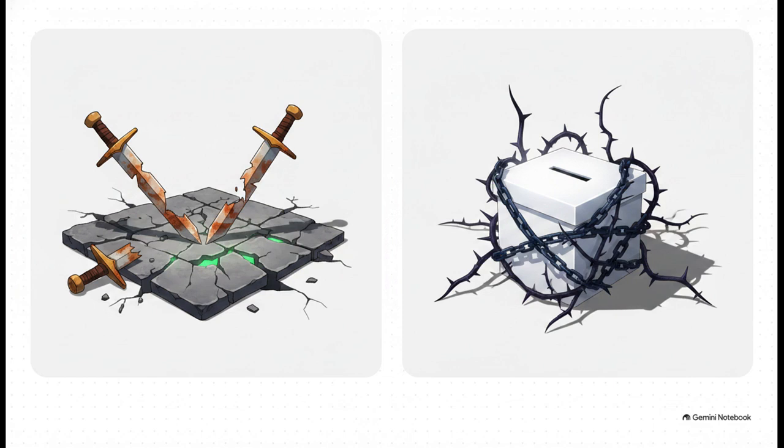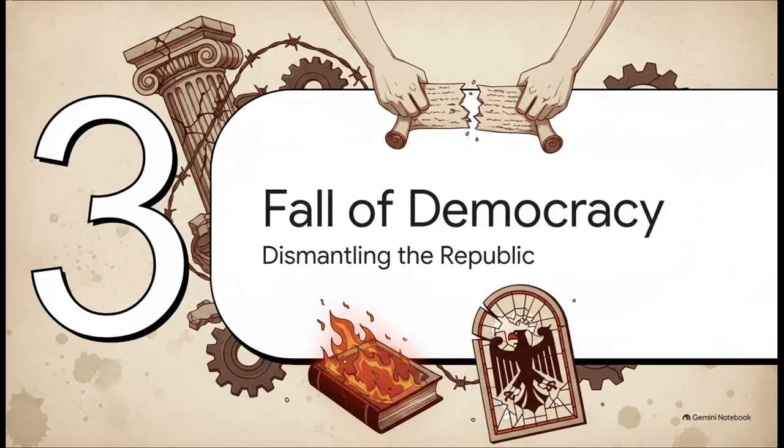It was a complete and total failure. It landed him in prison, which is where he wrote his manifesto, Mein Kampf. But this failure was a huge turning point. He realized, okay, seizing power by force, that's not going to work. He had to pivot. The new strategy was to play the democratic game, win elections, and legally subvert the republic from the inside out. That brings us to Section 3, the fall of democracy.